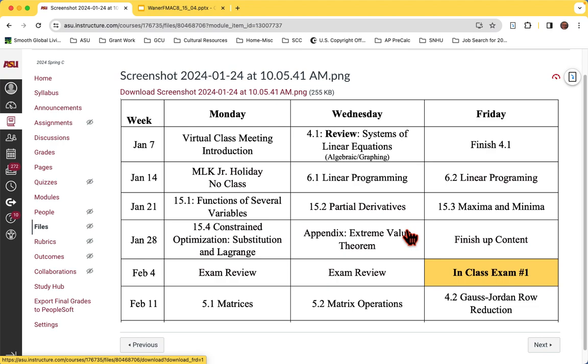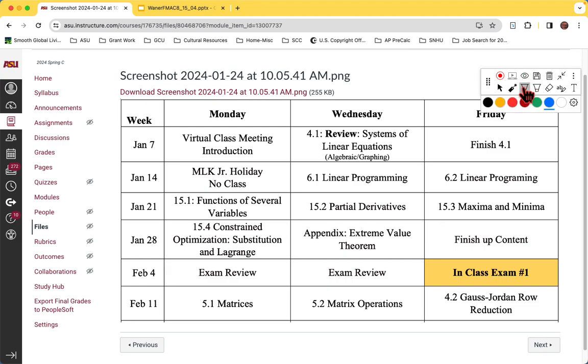We are here today. Notice that's the last section in our text. We do have an appendix, the extreme value theorem, but what we're finishing up today is what we started on Friday in 15.3, looking at max and min. Optimization basically means find the maximum and minimum. But we're going to use a new technique today.